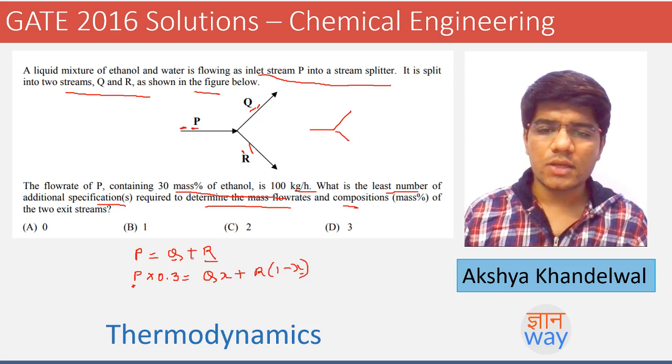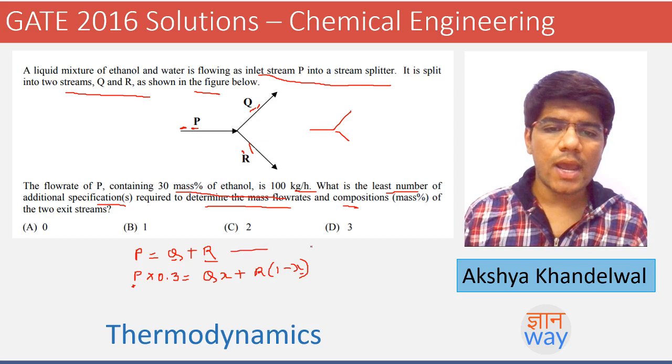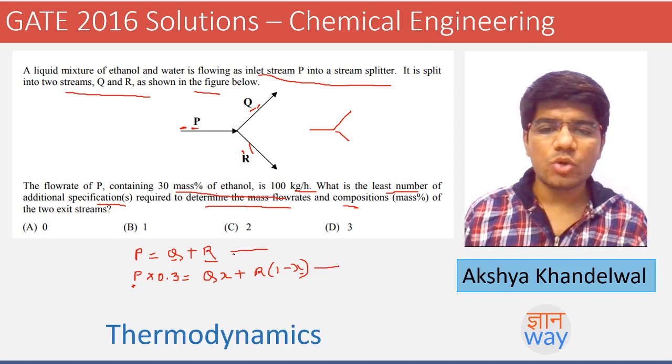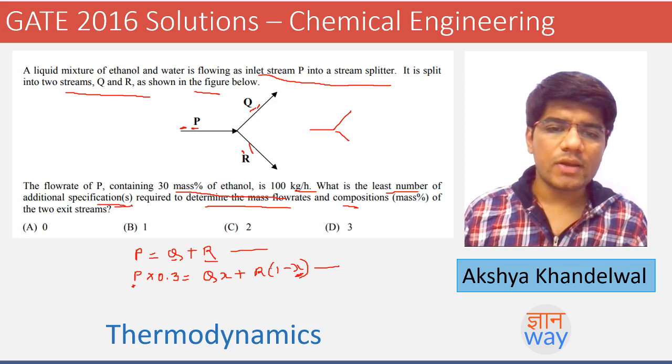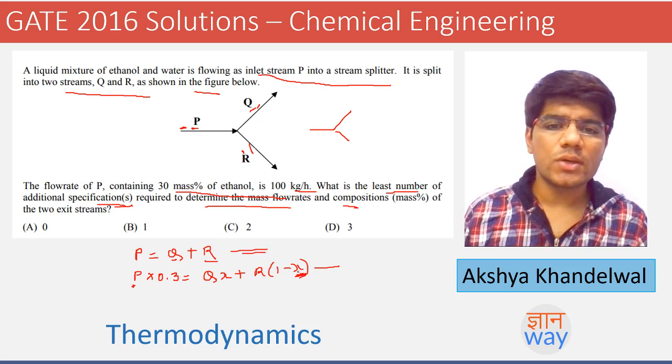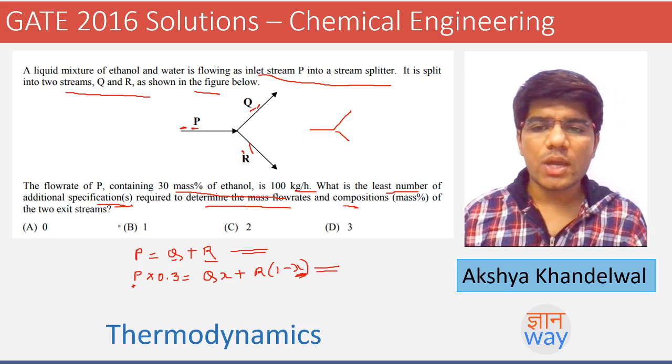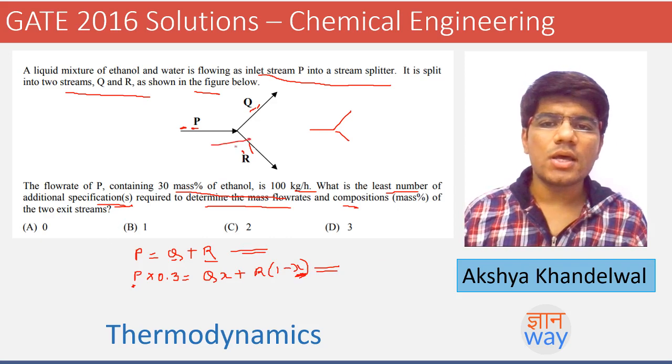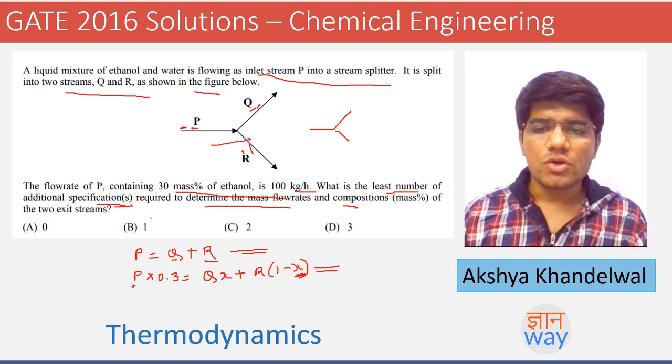So here there are two equations and three unknowns, so this cannot be solved. We should have two equations and two unknowns. So we need only one additional specification. If we get X, then we will have two equations and two unknowns, so in this way we can find all the other values. So the answer for this question is 1.